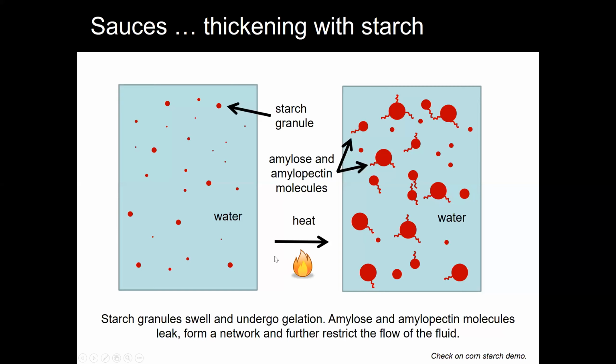When you heat them, they undergo gelation and swell. In addition, they begin leaking out some of these molecules. The large starch granules plus the molecules restrict the flow of the fluid around them, which then thickens the sauce.